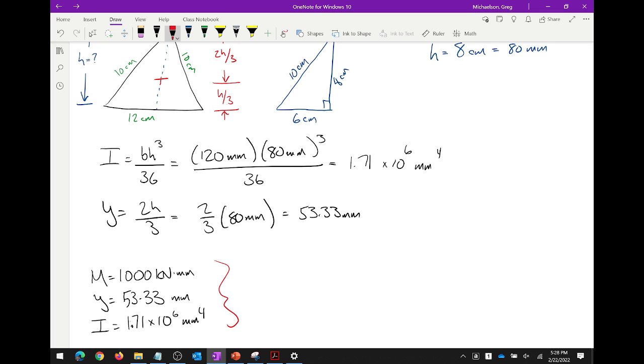So if I say sigma is My over I, now just so you're aware, this is a stress, so it is going to be tiny.